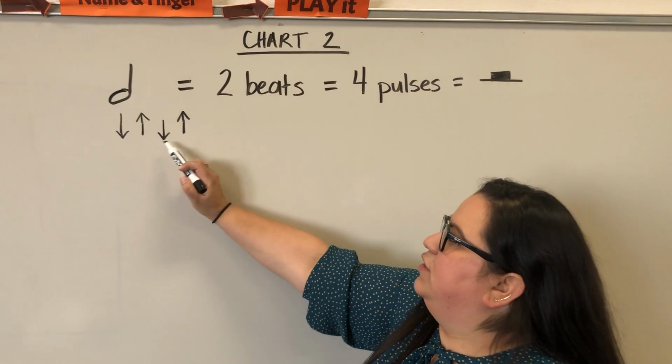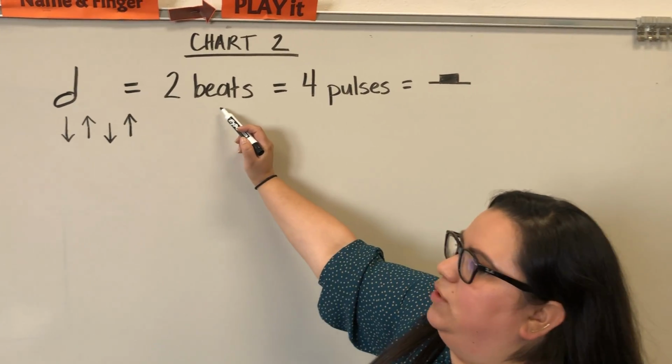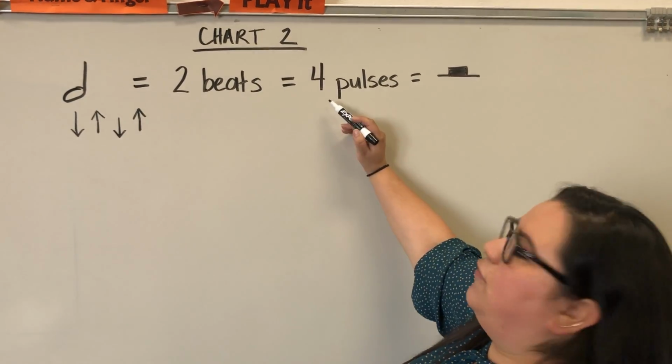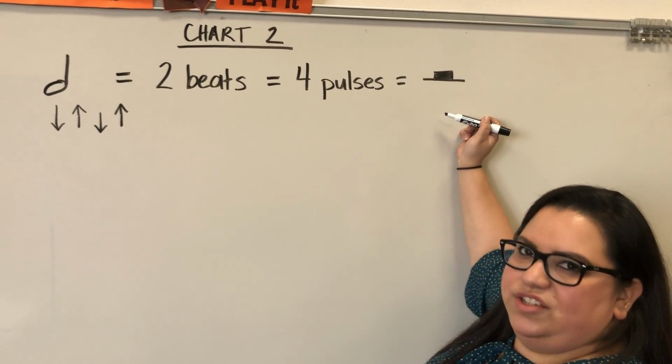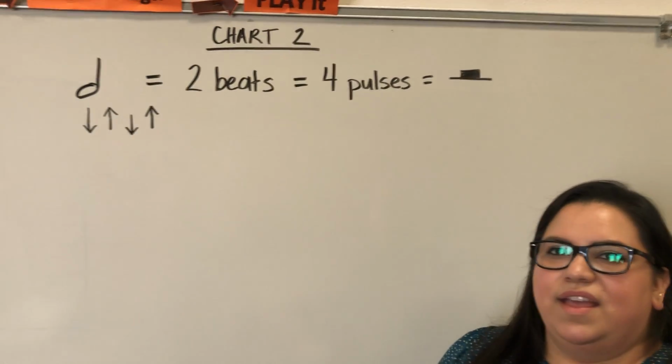So half note, your foot taps, equals 2 beats, which is in our chart, equals 4 pulses, which we also put in our chart, and equals your top hat, your half rest. So your job is to be practicing chart 2 and be ready to do an assignment on that.